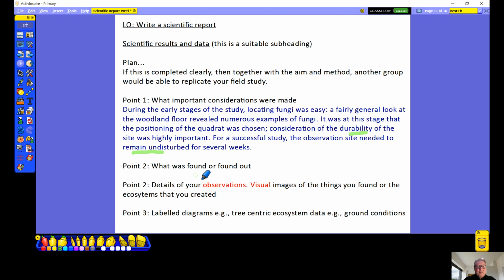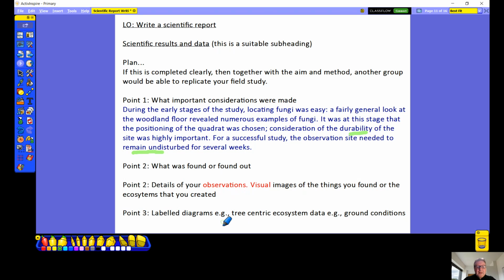So go through the other points and plan those. And here you've got details of your observations and visual images. You can go to the brief. There are some photographs there. You can recall from your memory. And if you want some additional photographs of webs or ecosystems, or even indeed fungi, do some short research on the internet.